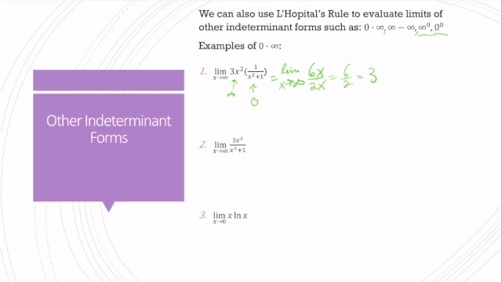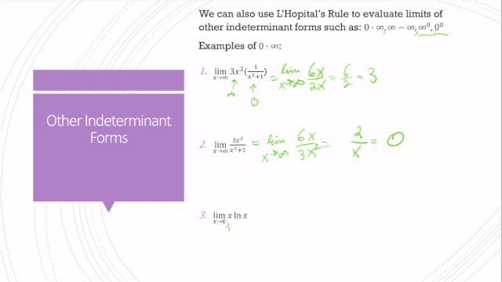For my next one, I still want to take the derivative of the numerator over the derivative of the denominator. So I have the limit as x goes to infinity of 6x over 3x squared. That gives me 2 over x. Well, 2 divided by infinity is going to go to 0.